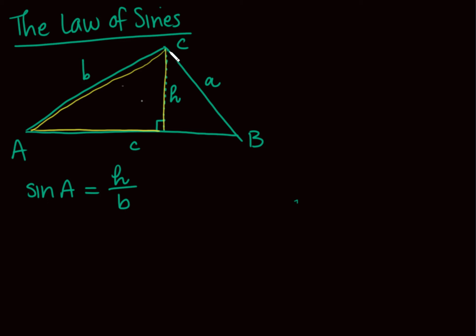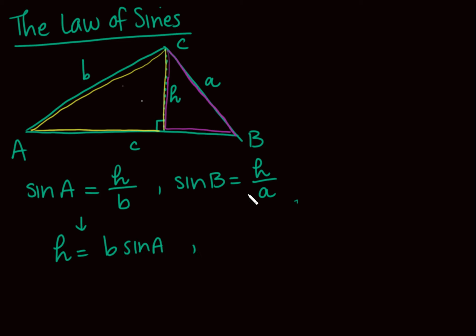And then I have another triangle that's kind of hanging out here when I did that altitude. And that also says that the sine of B is h over little a. So I'm going to solve for h. I'll multiply both sides by c over here, and by a over here. And now I have two different terms for h, so that means I can set them equal to each other.